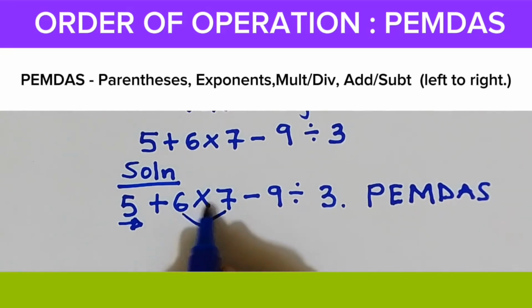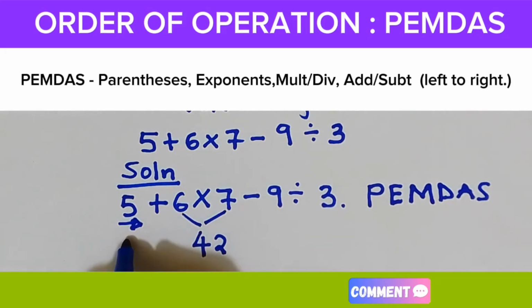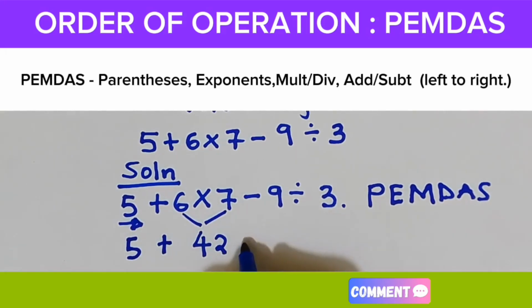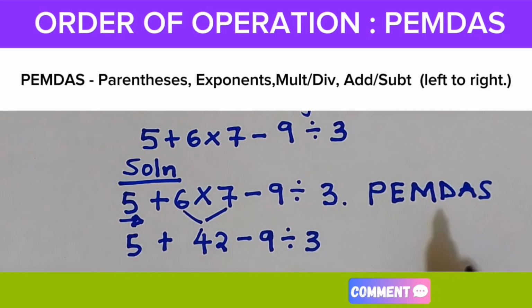Six multiplied by 7, I'm going to get 42, and I will drop the rest, that is 5 plus, and then here I will drop minus 9 divided by 3. Again, I'm going to get instruction from PEMDAS. Do I have any parentheses? I don't have any parentheses. Do I have any exponents? I don't have any exponents. Do you have any multiplication or division? Yes, I have division here. So I'll go on and divide here.